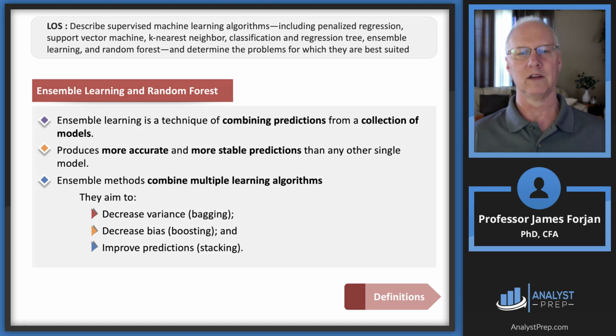The reading says something like, we really like some of these models that we've done, but wouldn't it be better, and how much more exciting would it be, and how much more accurate could we possibly be if we combine these things? That's really what ensemble learning is. So look at this. It's a technique of combining predictions from a collection of models.